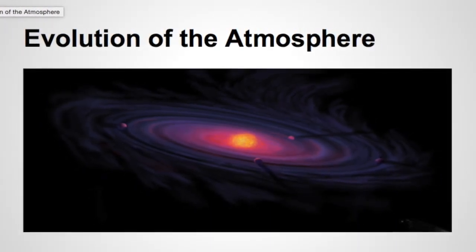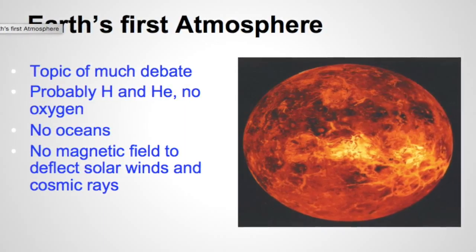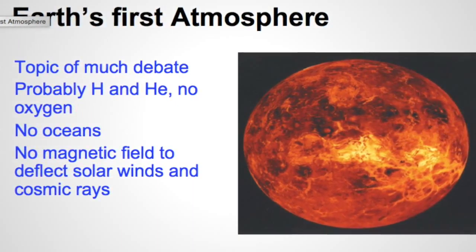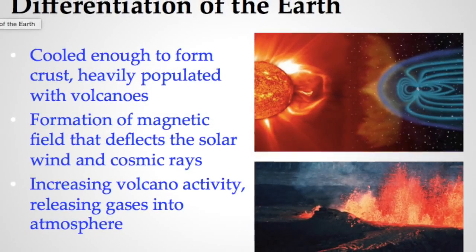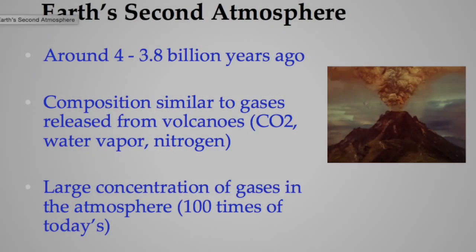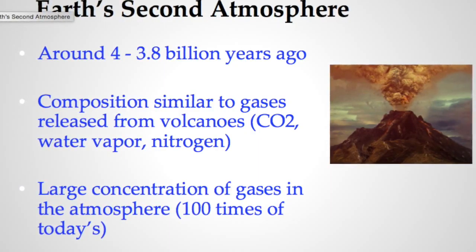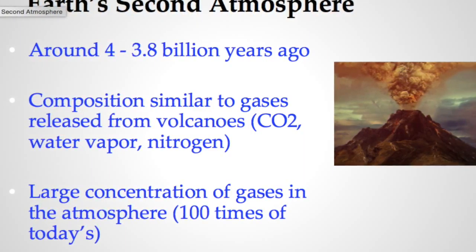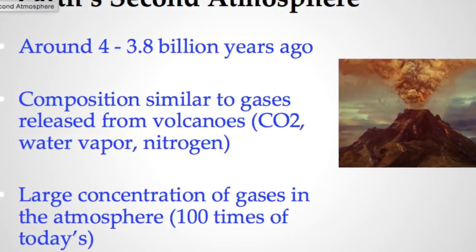So, what is the evolution of the atmosphere? Here is the formation of the Earth. Earth's first atmosphere. There is no ocean, and no magnetic field to deflect solar winds and cosmic rays. Earth's second atmosphere, around 4 to 3.8 billion years ago. The composition was similar to gases released from volcanoes. There are carbon dioxide, water vapor, and nitrogen.